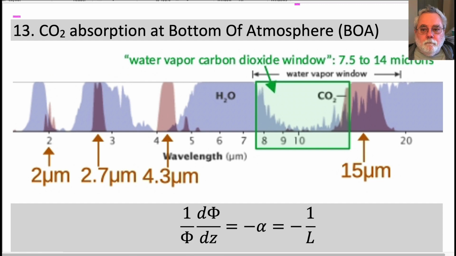Section 13. Carbon dioxide absorption at the bottom of the atmosphere, BOA. We would like to understand how carbon dioxide's 15 micron band, here, could be 100% absorbing across the atmosphere. The 4.3 and 2.7 micron bands are also 100% absorbing, but not the 2 micron band.